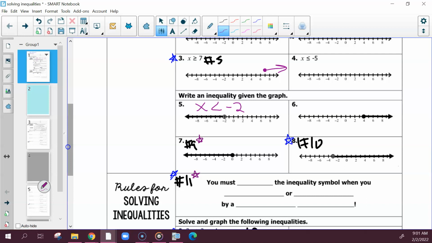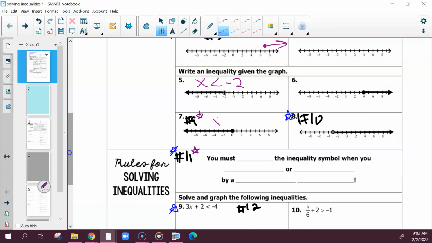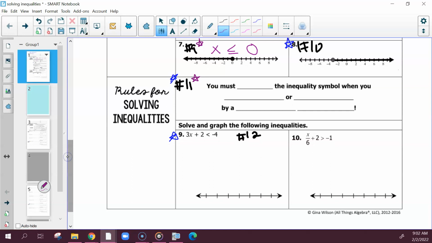For 7, we know that's a closed circle at 0. What would your symbol be? Less than or equal to. Questions on graphing or writing the inequality so far? Feel like that's something you may have done before. Right? This part may be something new.